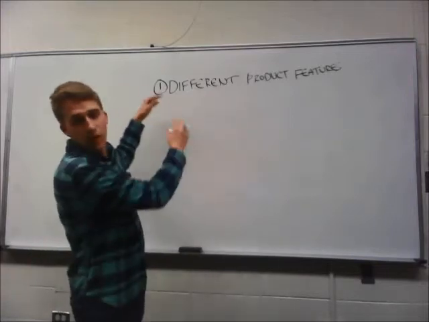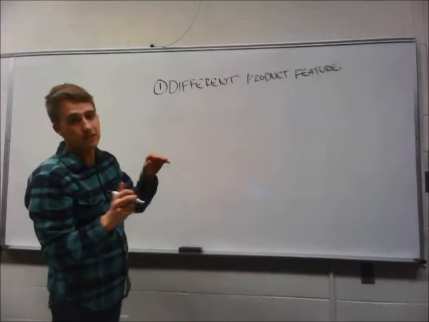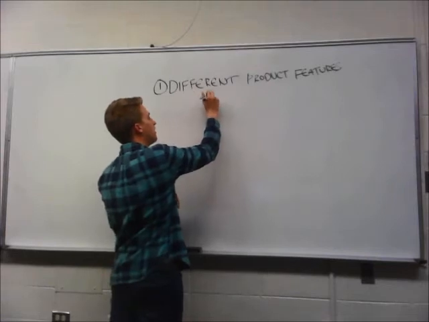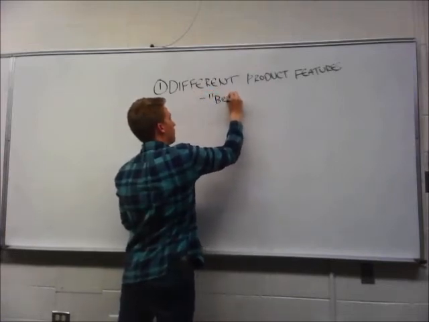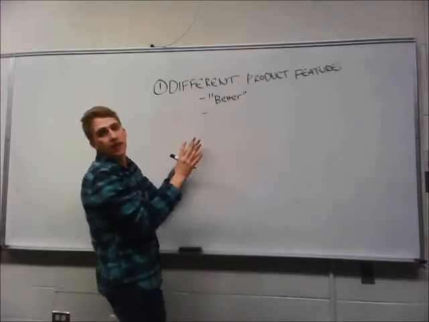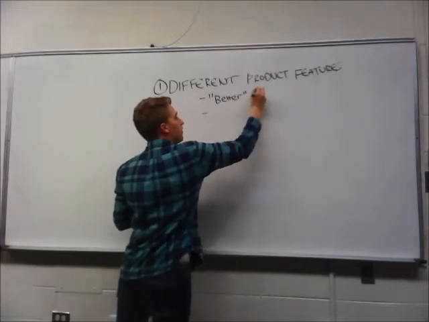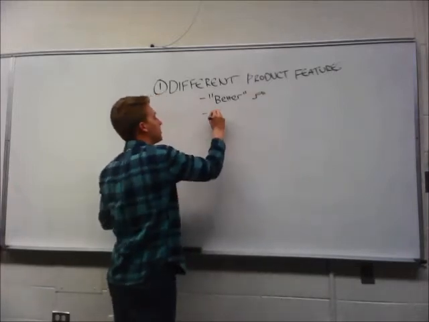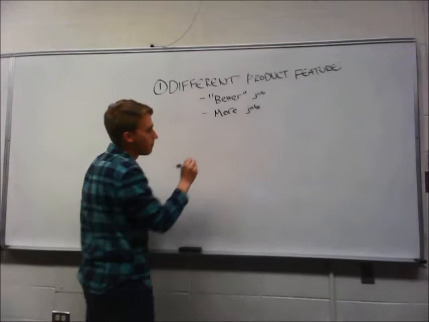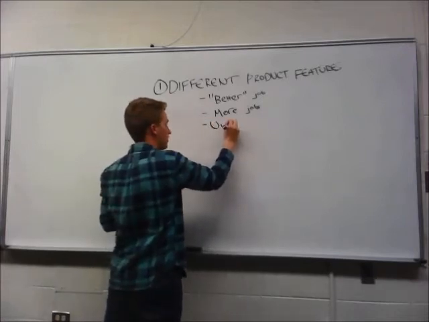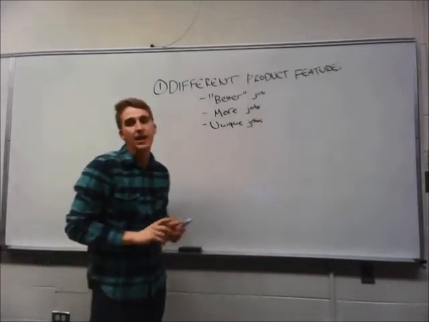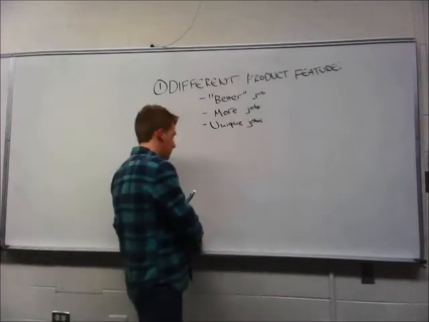Anyway, within different product features, there are 3 sub methods of doing that. By offering a better product, by offering a product that does a better job. By offering a product that does more jobs. Or by offering one that does a unique job.